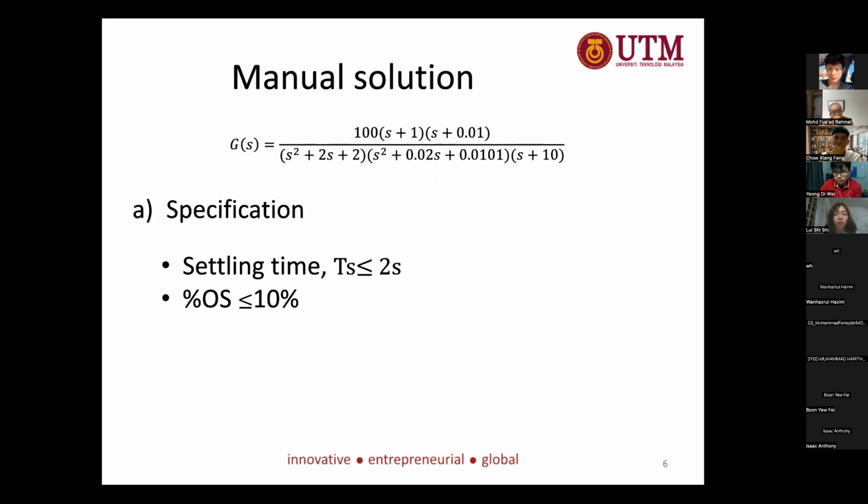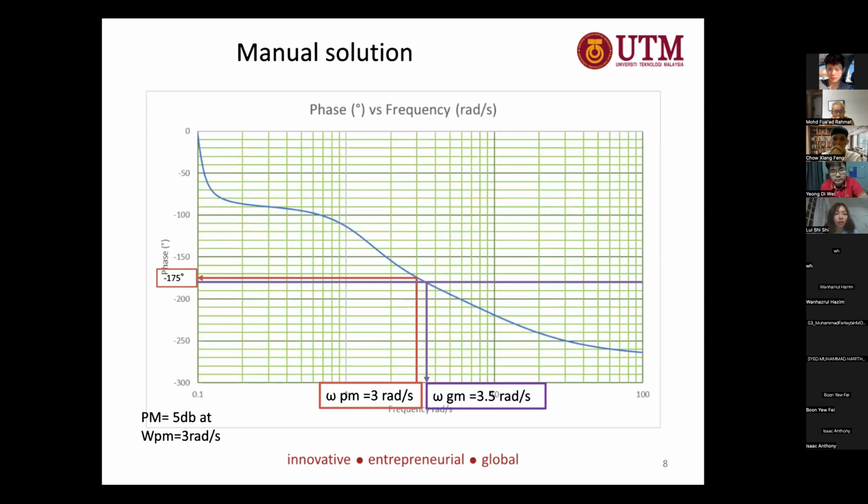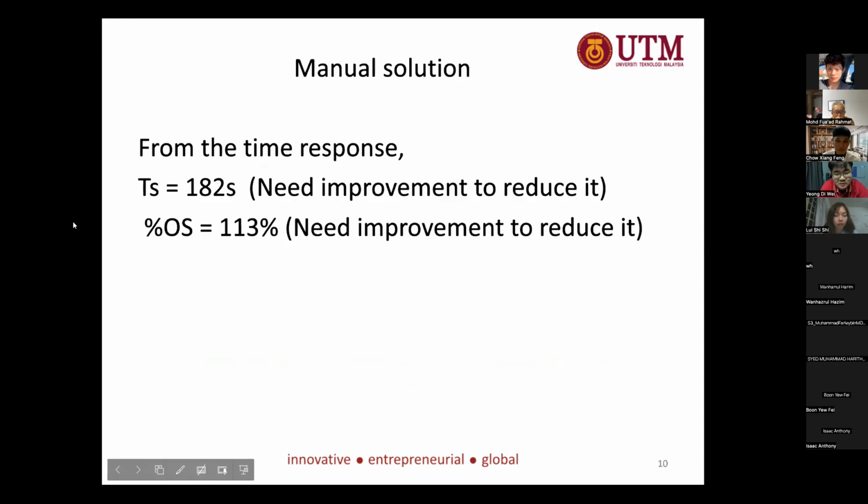This is the transfer function that we got from the question. Then we have the specification on the settling time, which is less than or equal to 2 seconds, and 10% overshoot. This is the bode plot that we plotted using Excel. We found that the gain margin is 2 dB at a frequency of 3.5 radian per second, and the phase margin is 5 degrees at a frequency of 3 radian per second.